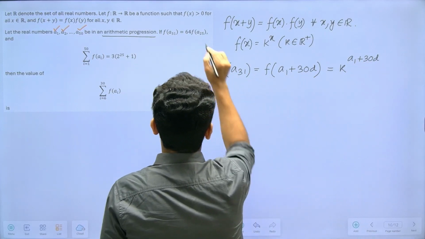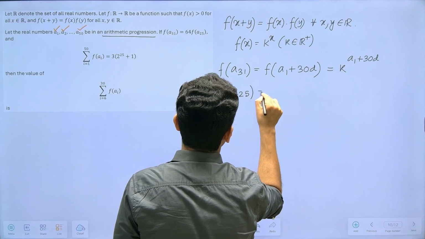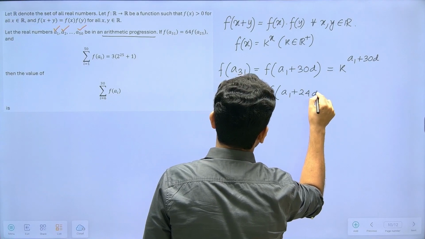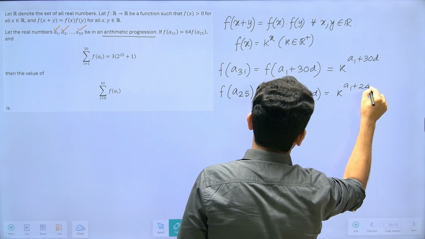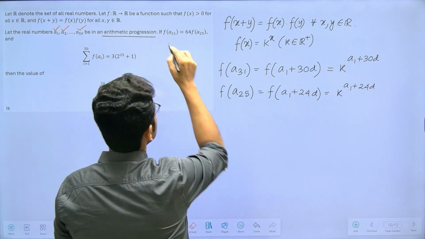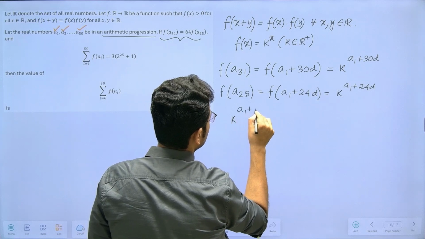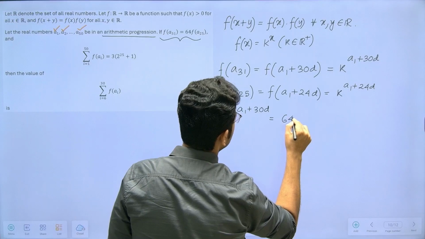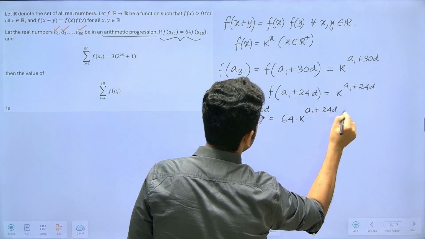And 64 times f of a25. So for f of a25, the 25th term will be a1 plus 24d. So that will be k to the power a1 plus 24d. So if you use this condition, that means k to the power a1 plus 30d is equal to 64 times k to the power a1 plus 24d.